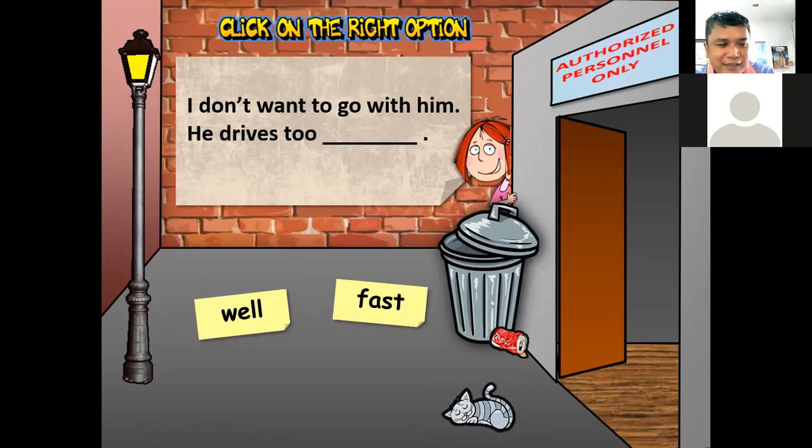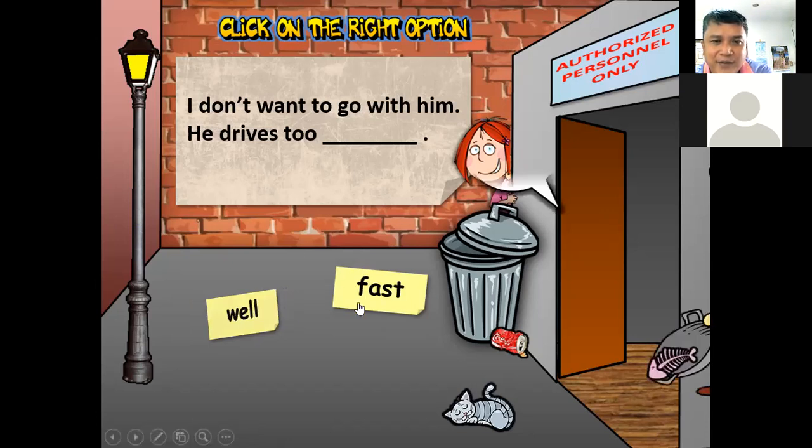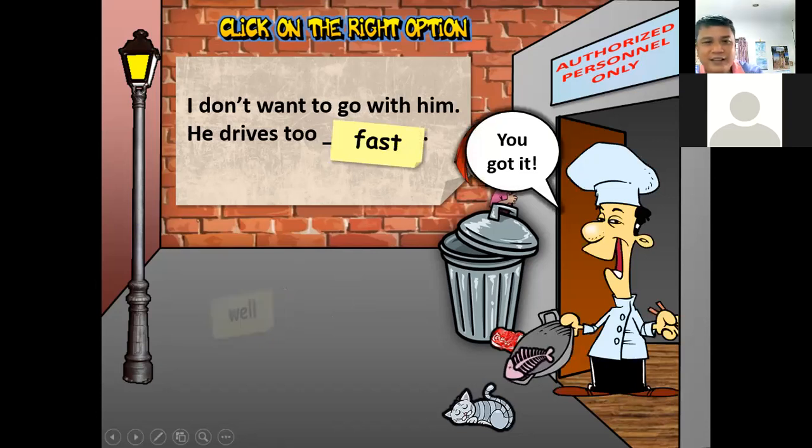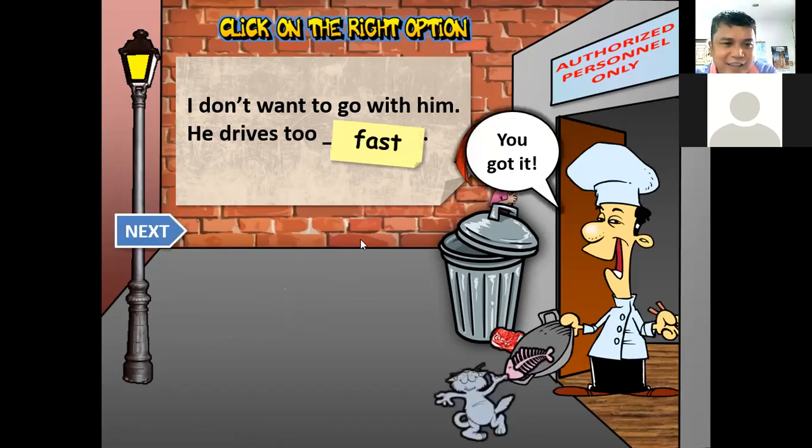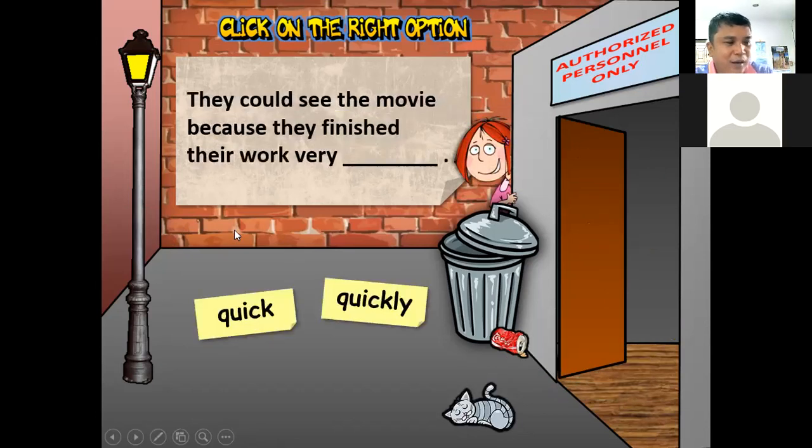Well or fast? He drives fast. Yes, okay, let's see. Yes. You got it, okay, very good. So the cat again gets his food. Okay, next, quick or quickly?